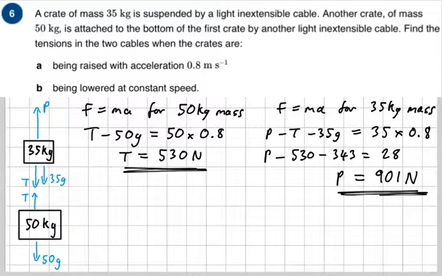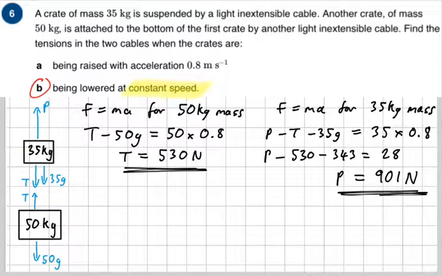Now, if you were doing part B yourself, you would write this out separately, but for the sake of this video, I'm just going to show you how I would edit those existing equations in part B. Now, it specifically says being lowered at constant speed. Does it matter whether it's being lowered or raised at constant speed? The answer is no. It doesn't matter.